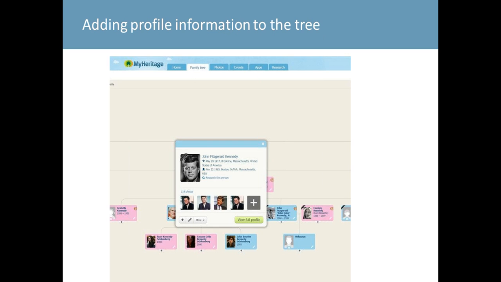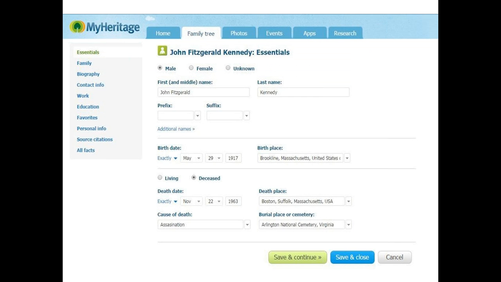So to add extra profile information to the tree, click on a profile like we did before. You can click on John F. Kennedy's profile, and you'll see in the bottom left there's a little pencil, and you can click on that pencil, and there you'll see a lot of different information that can be added. So I'm going to go through them quickly to show you where you can add the various information to make each profile richer. So in the first Essentials section, you'll be able to add basic information such as gender, names, birth, death dates, and places.